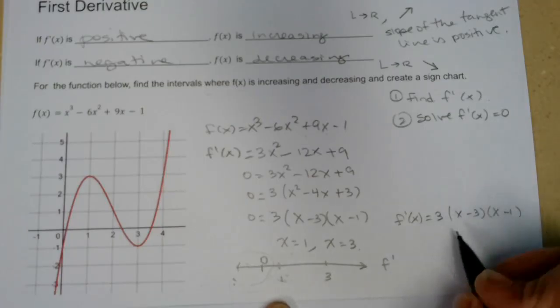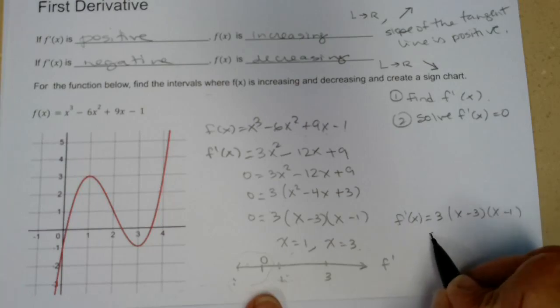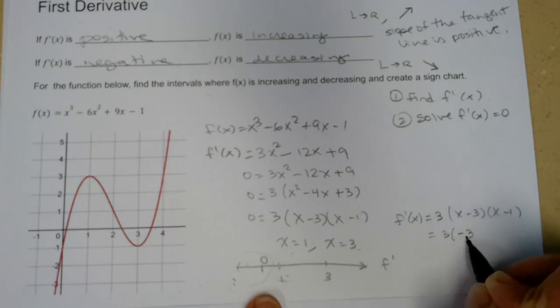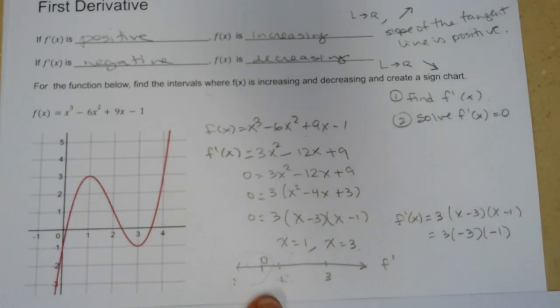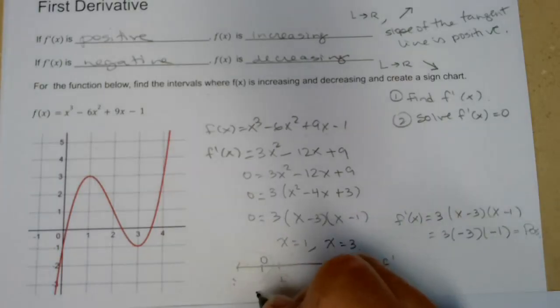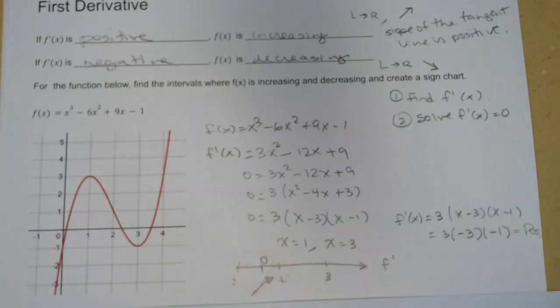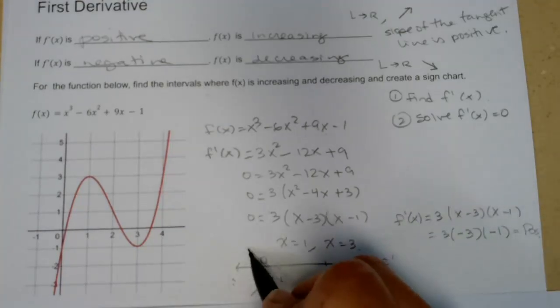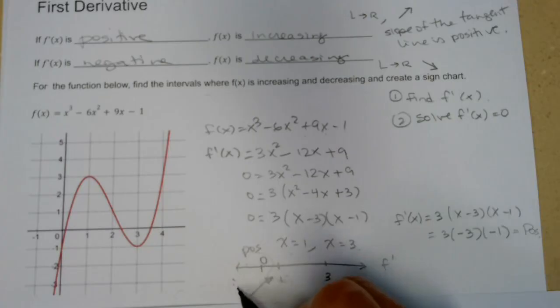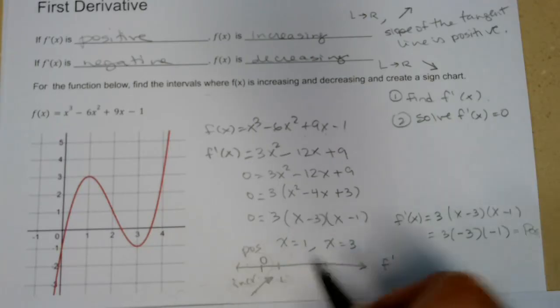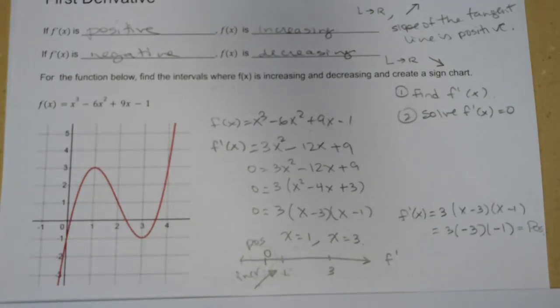Pick something nice. So now, plugging in the 0, I get 3 times negative 3 times negative 1. I don't care what the value is. I just care if it's positive or negative. So I have a positive times a negative times a negative. That is a positive number. So this is positive, so it's increasing. The way I do it is I just draw a little arrow, the increasing arrow. You can write positive or increasing, whatever is going to work for you. My sign charts are going to have little arrows on them.